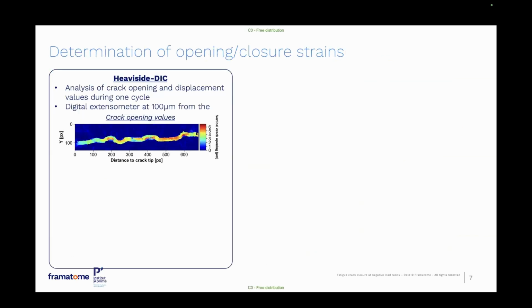So we use this technique to determine the opening and closure strains. But actually, we did not necessarily use the crack opening values, as I said, which are directly obtained by the analysis, but we mostly use a digital extensometer that we can place at different distances from the crack tip. In that case, I will present data obtained at 100 micrometers from the crack tip.